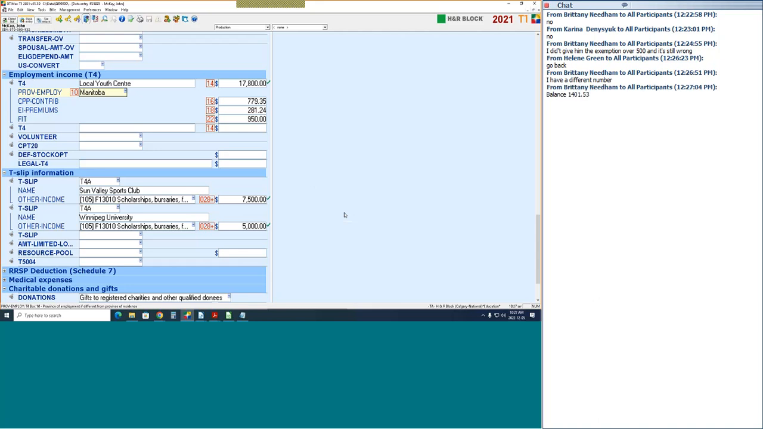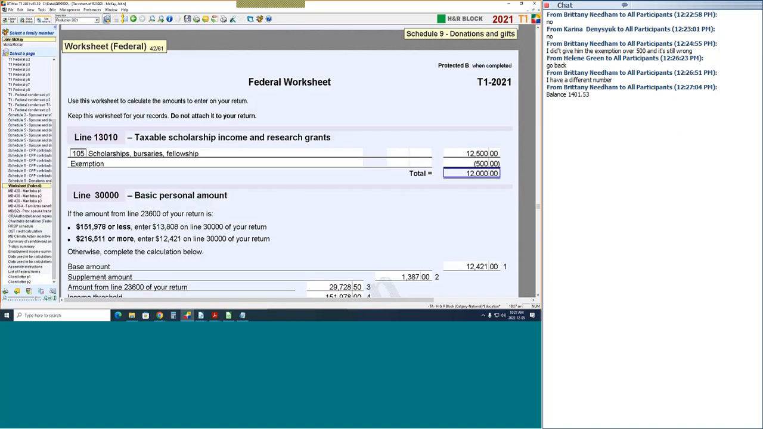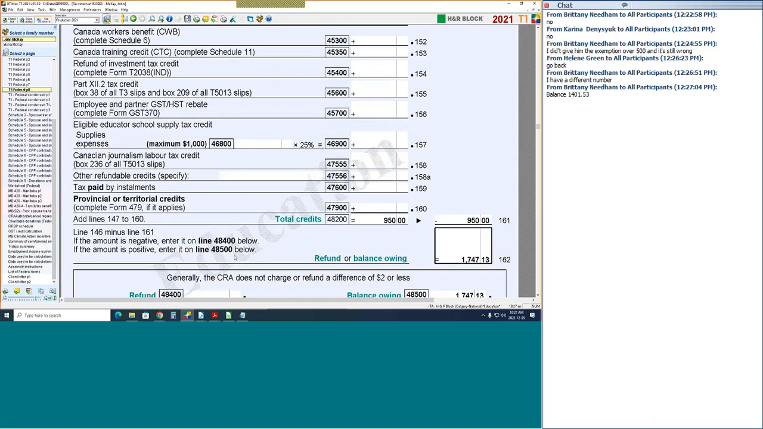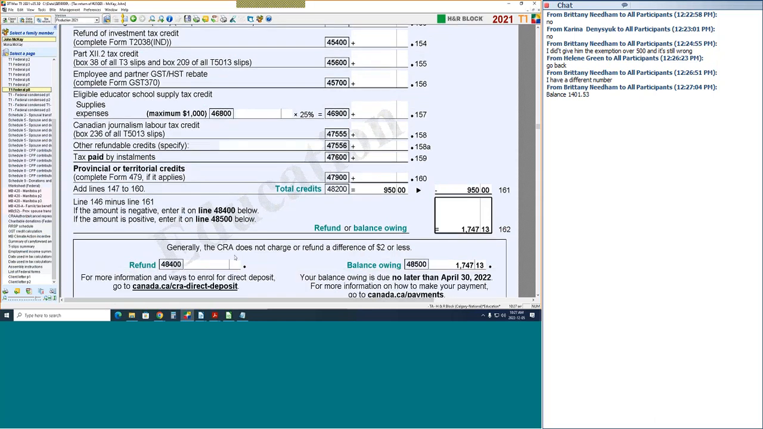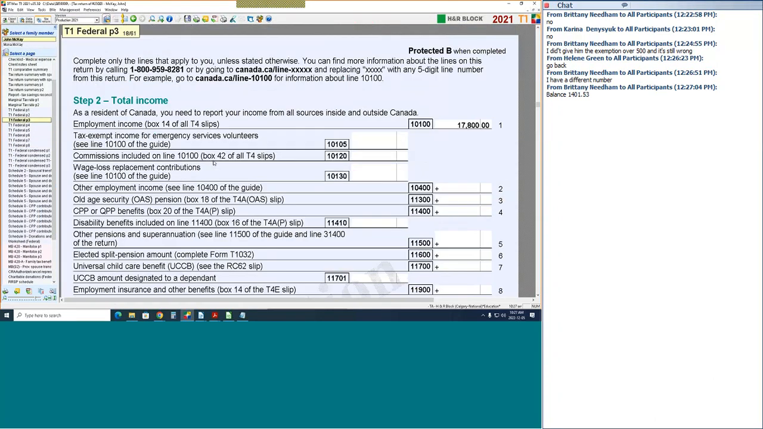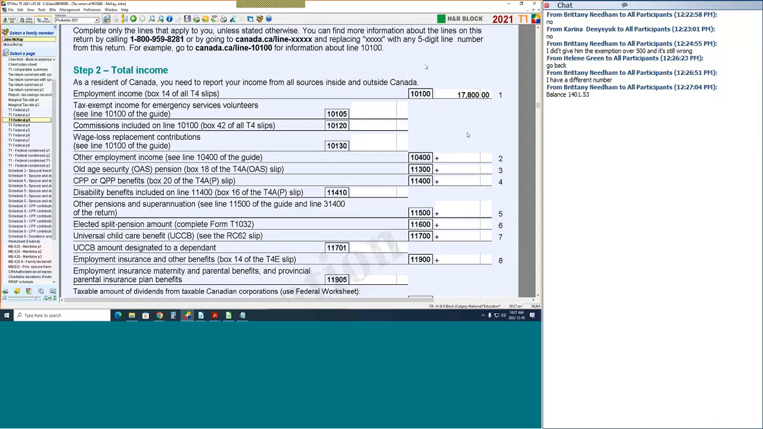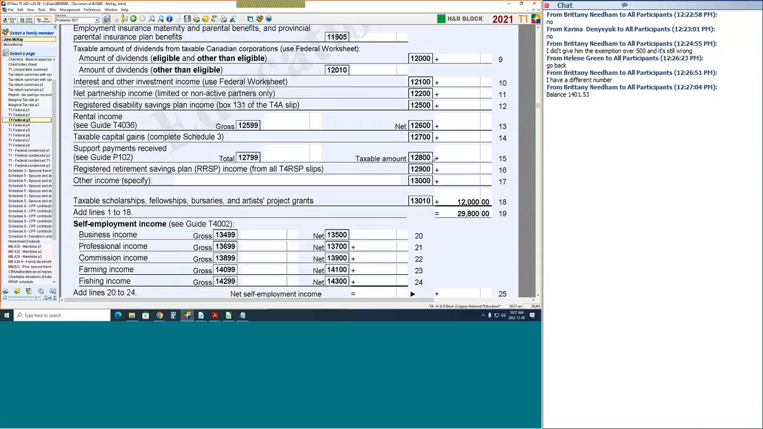So if you have a different number, let me know which line number is different. So we're going to check that. And let me see. So I have a balance owing of 1747.13. Let's take a look at everything that goes into that balance. There's a couple of things we want to double check. So we're going to look at income first. You should have employment income, 17,800. You should have taxable scholarship income, 12,500.